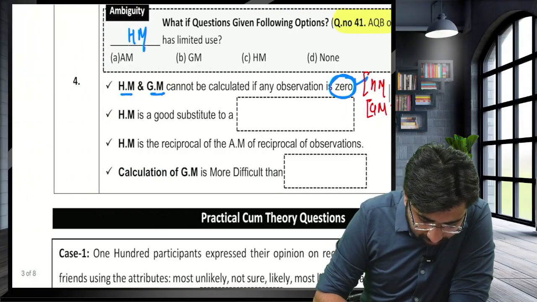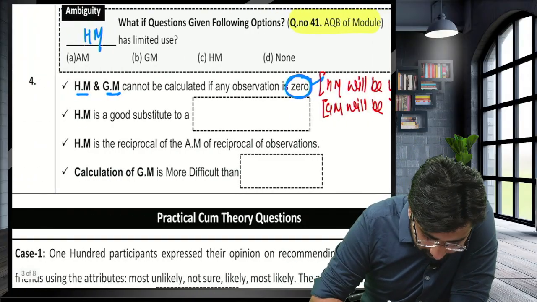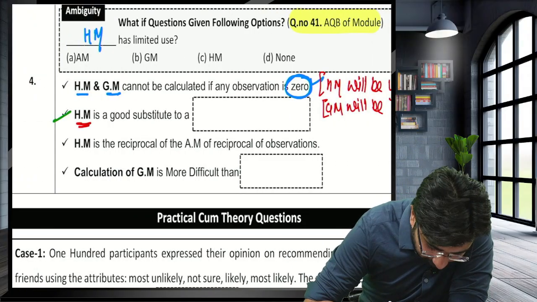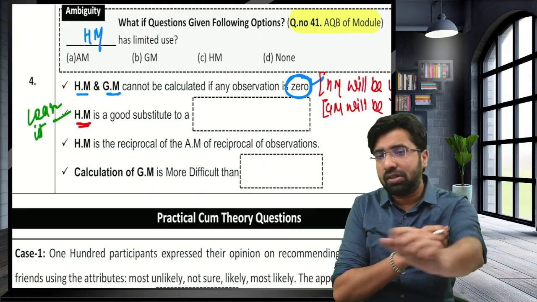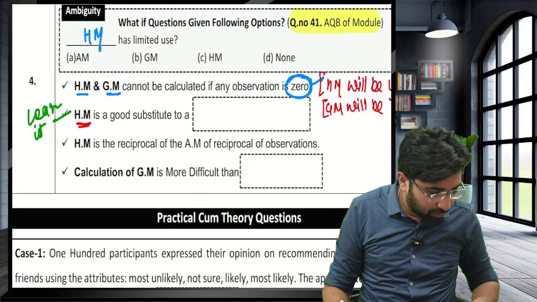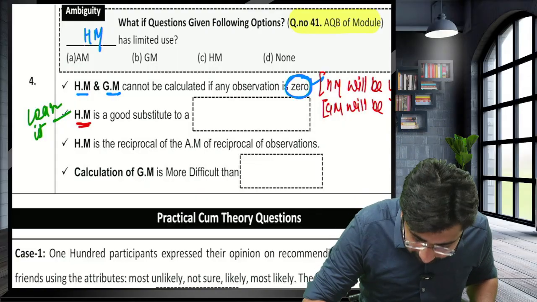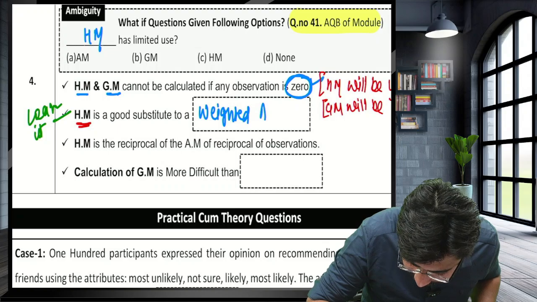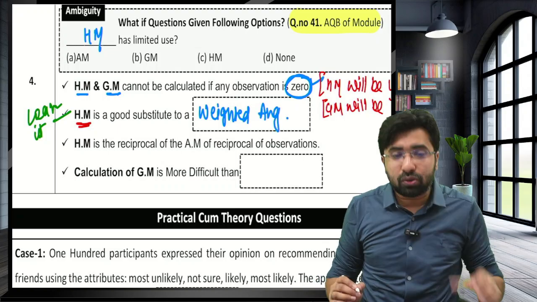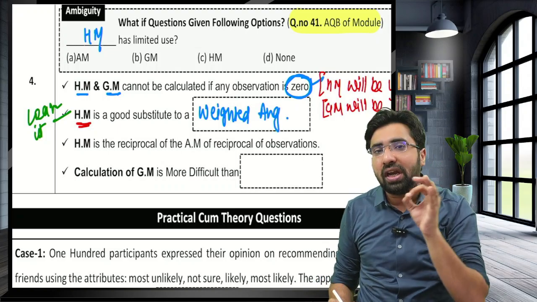Now, guys, HM is a good substitute. Please learn it and keep this in mind. HM is a good substitute for weighted average.